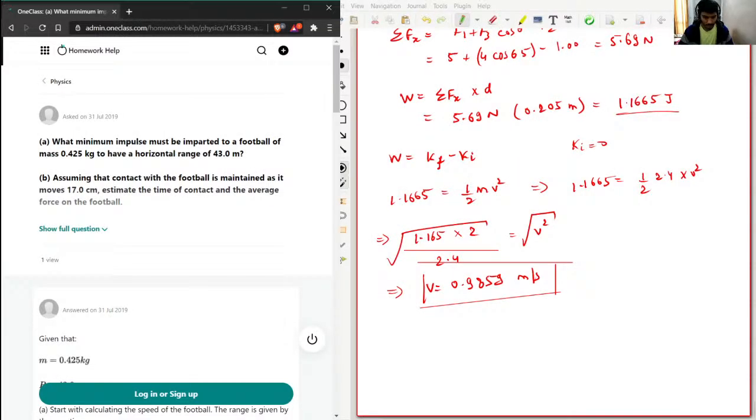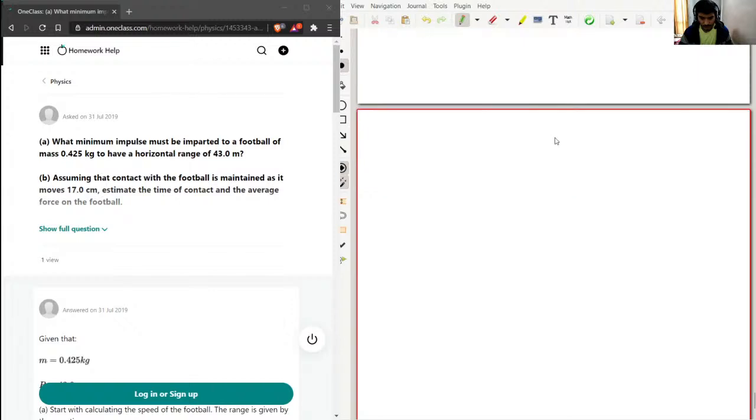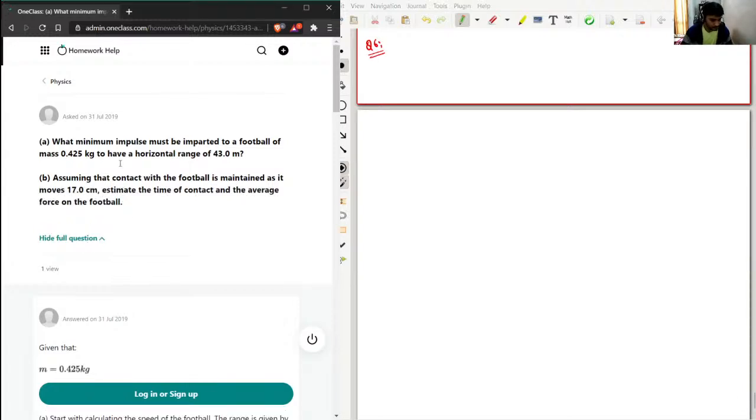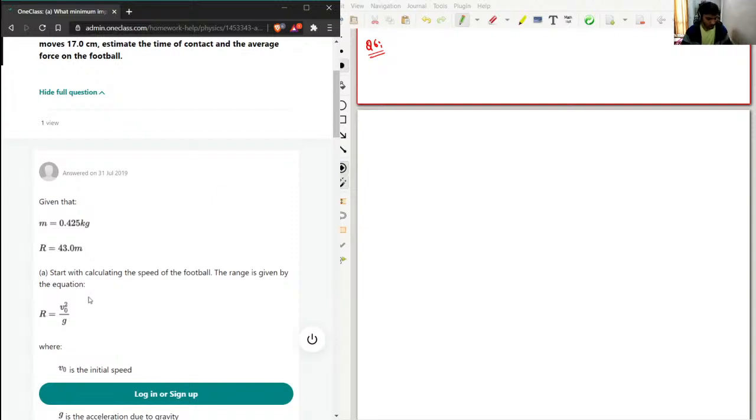Yep. So now we have, this is question number 6. I'll just add a new page. We have question number 6. So what minimum impulse must be imparted to a football of mass 0.425 kg to have a horizontal range of 43.0 meter? So I'll take the range formula from the solution only.